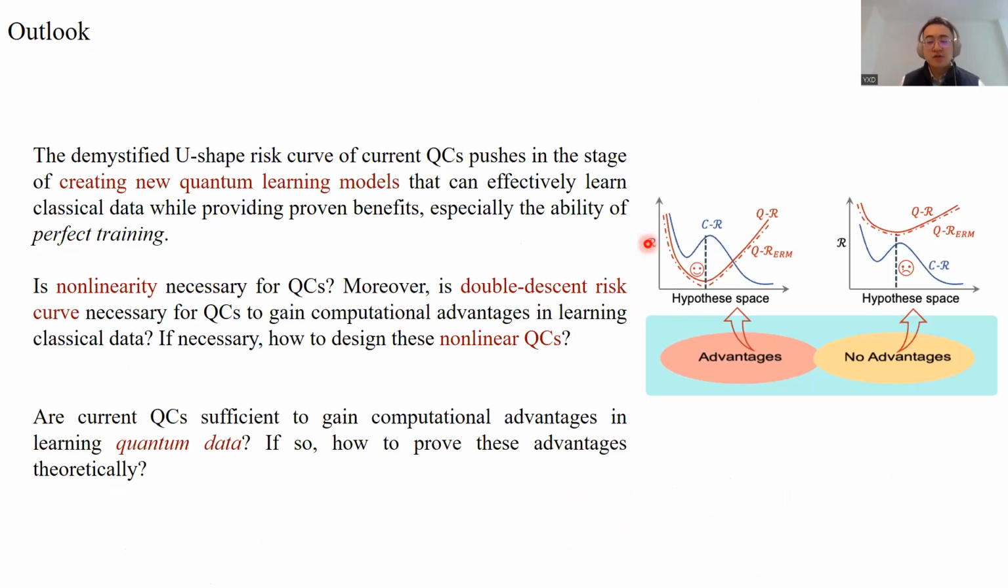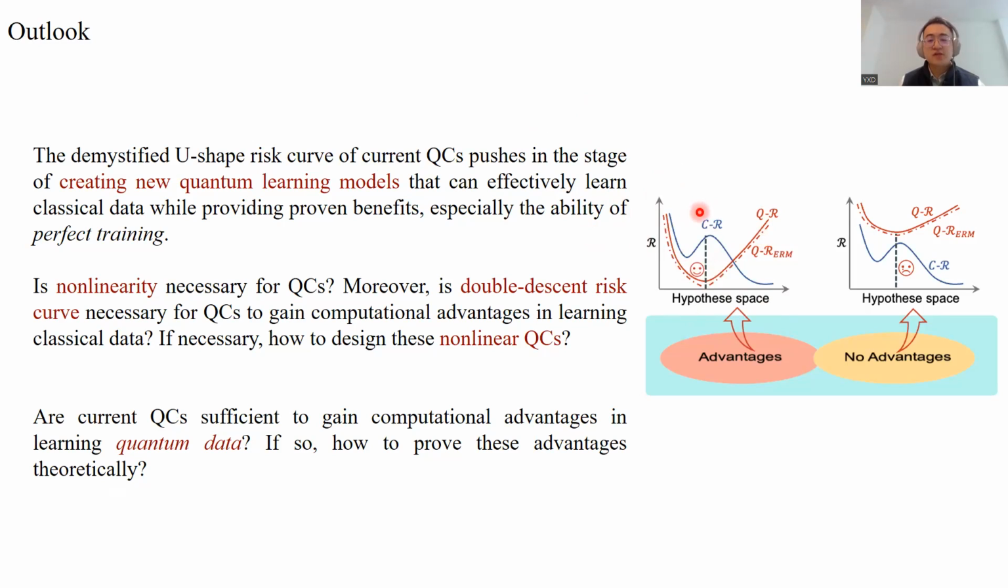So what's the outlook of our result? Here are 3 interesting directions. The first is based on the different risk curves. So this motivates us to rethink if we need to create new quantum learning models that can experience perfect training.